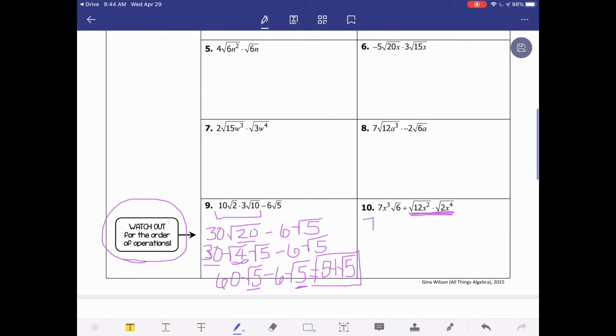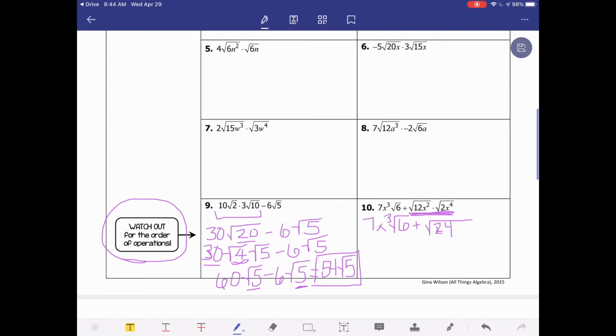So the 7x cubed radical 6 is going to stay just as it is. And then I'm going to have plus. First things first, we're multiplying our coefficients. In this case, they're both 1, so I don't need to write that. Then we're going to multiply what is inside the radical. So first, starting with 2 and 12, 2 times 12 gives me 24.